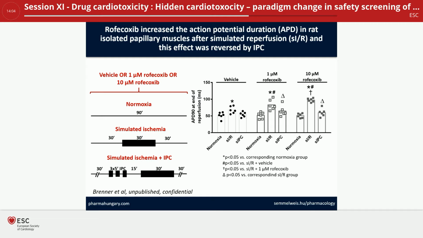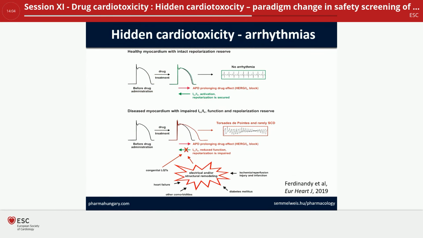So that was the final conclusion here, that the rats died during ischemia reperfusion in the rofecoxib-treated group, more rats died, and that was due to the higher incidence of ventricular fibrillation, and in the background there was an increased duration of action potentials so far. So to summarize this part, that's the case.